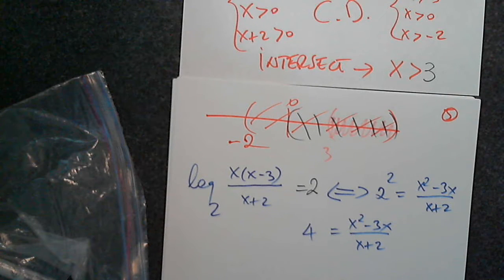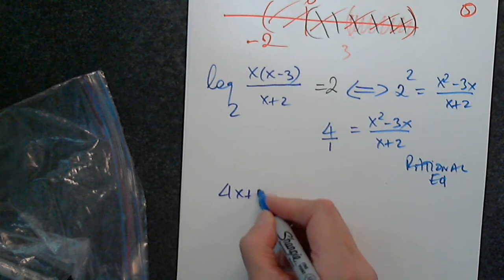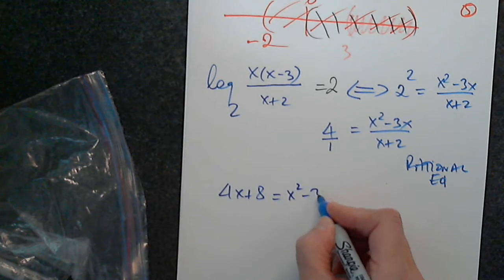Sorry, of course. Of course, it's rational. It has a ratio, it has x in the denominator, it's a rational. Very good. And the rational equation, and I want to give you a little hint. What does the hint say to you? Thank you very much. Great job. Indeed. So 4x plus 8 equals x squared minus 3x.